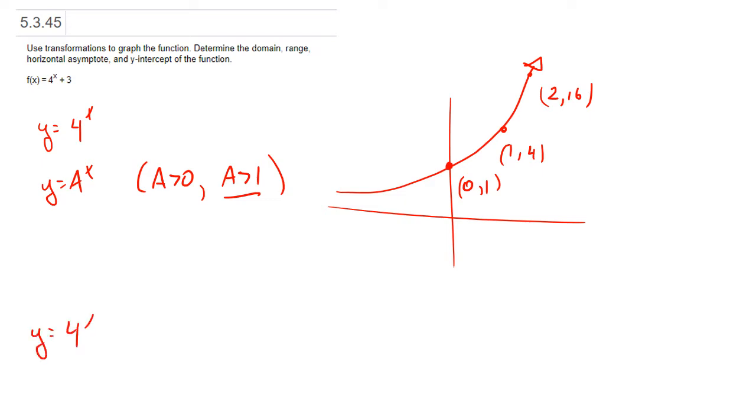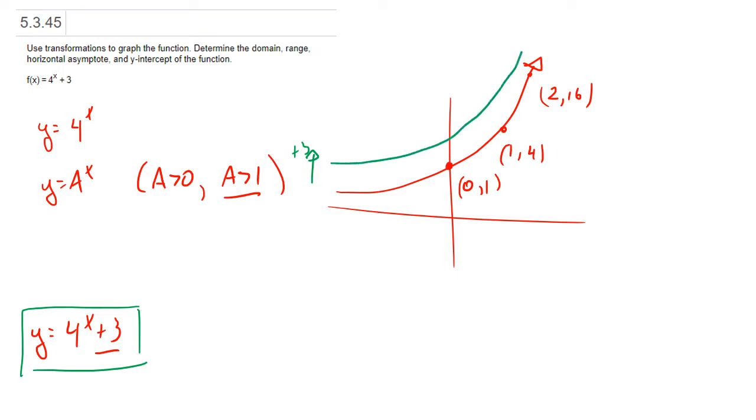That's just y equals 4 to the x. So if I want to plot y equals 4 to the x plus 3, which I'll color code in green, that just means I need to shift everything up by 3 units. So it will look something like this. So now I'm at the point 0, comma 4. This is going to the point 1, comma 7. Up here would be 2, comma 19, etc.